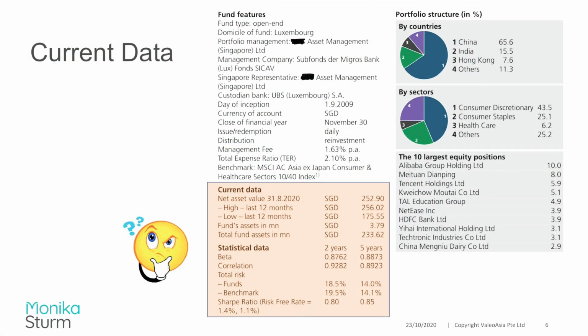Under the statistical data, we find the ratio beta. It measures the fluctuations of an investment in comparison to its benchmark. A beta of 1 means that the fund reacts to market fluctuations to the same degree as its benchmark. A beta of above 1 means the fund reacts more to market fluctuations than its benchmark index. In our case, with 0.88, it reacts less.